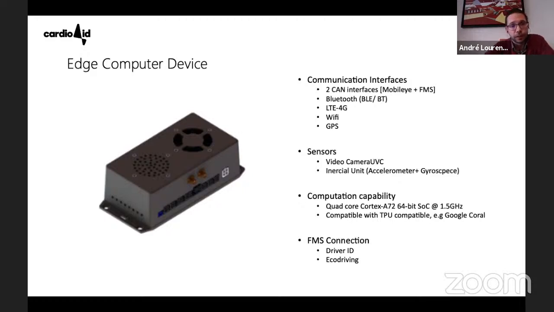The requirements for the product were to integrate several interfaces and to have the connection with a lot of standards that are already in the vehicles, such as the FMS, which stands for Fleet Management Standard. Our computational capability in this case is a quad-core Cortex A72 with the possibility of including a TensorFlow processing unit if we require some kind of video processing on the edge.